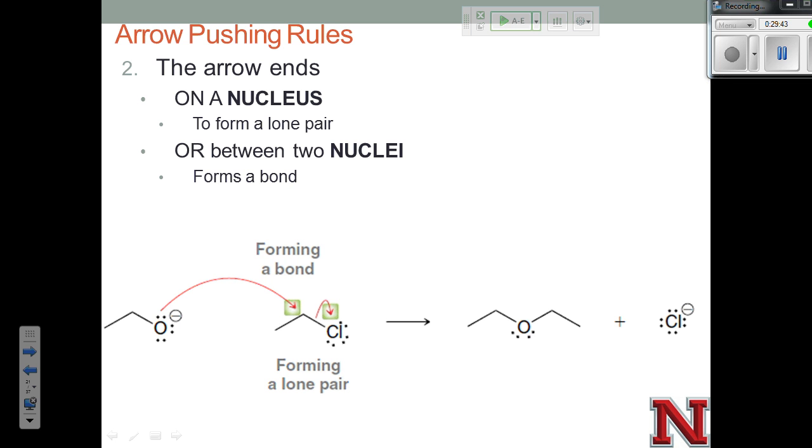The arrow ends on a nucleus, forming a new bond between that atom that has a source of electrons and the carbon, or it can end on a nucleus representing a breaking of a sigma bond that's now only going to be associated with the chlorine. So again, what this is showing is we're forming a bond between oxygen and carbon. That's this bond. And then this bond is breaking, so that carbon no longer has those two electrons. It's no longer associated, but the chlorine takes both of them. So we're representing that.